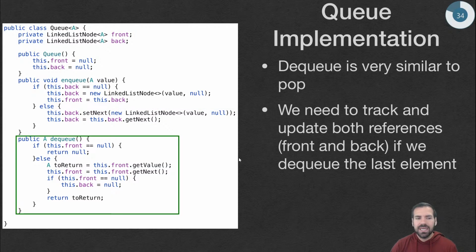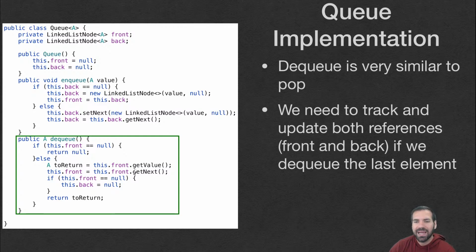When we want to dequeue, this is the same thing as popping from a stack. We're going to check if the front is null, just return null, that we're dequeuing from an empty queue. Otherwise, we're going to have a temporary value, storing the value of that node, which we're going to return. And we're going to update front to front's next. So we're going to remove that first node from the list.